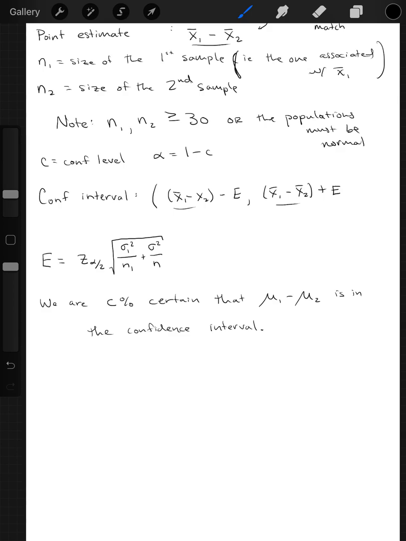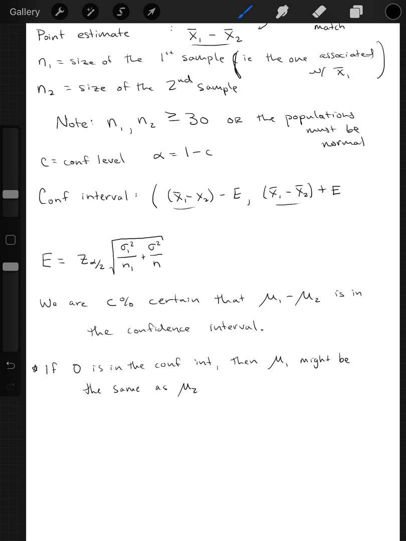Usually we don't really care what mu1 minus mu2 is. We want to know how to compare mu1 and mu2. So it turns out if 0 is in the confidence interval, then mu1 might be the same as mu2, right?